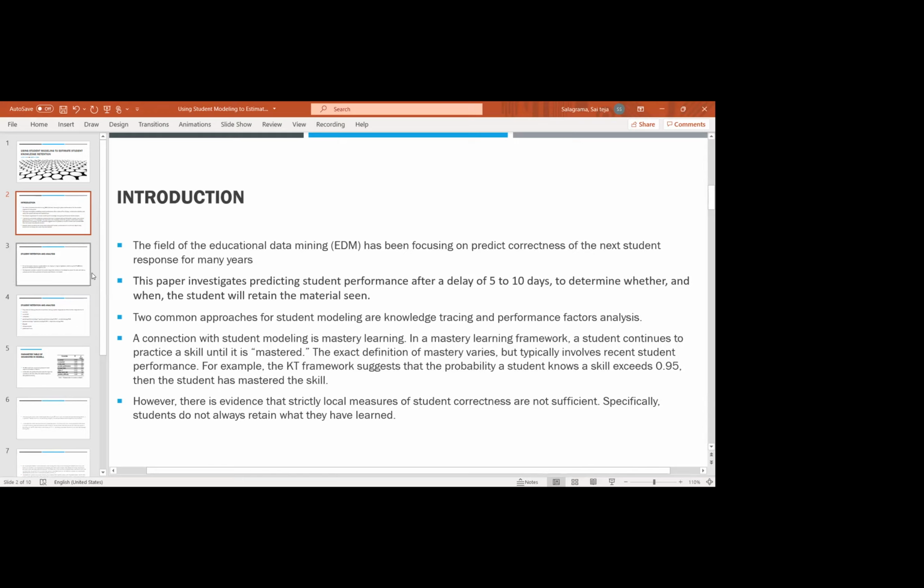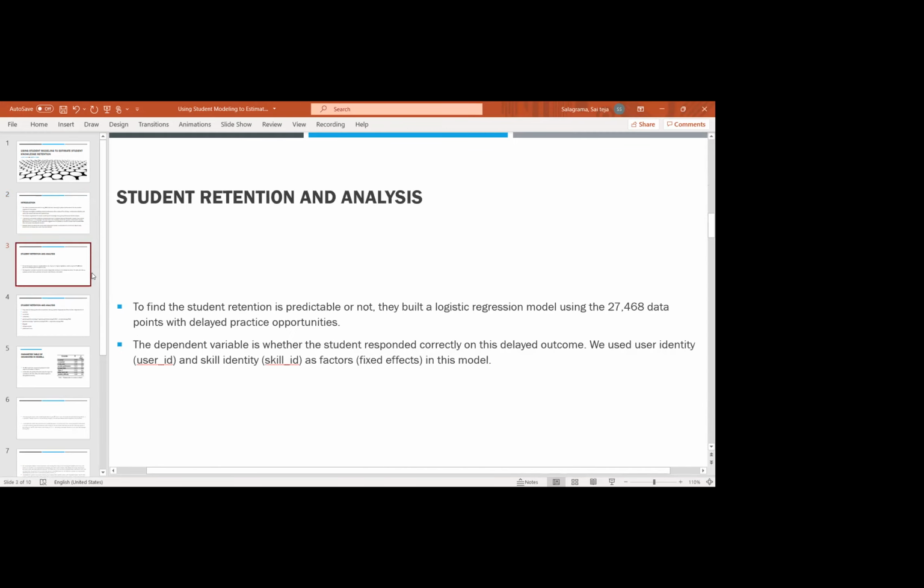And coming to student retention analysis, to find whether student retention is predictable or not, they fit a logistic regression model using 27,468 data points from primary and secondary schools with delayed practice opportunities. The dependent variable is whether the student responded correctly on this delayed output, and the user identity and the user skill are factors in this model.